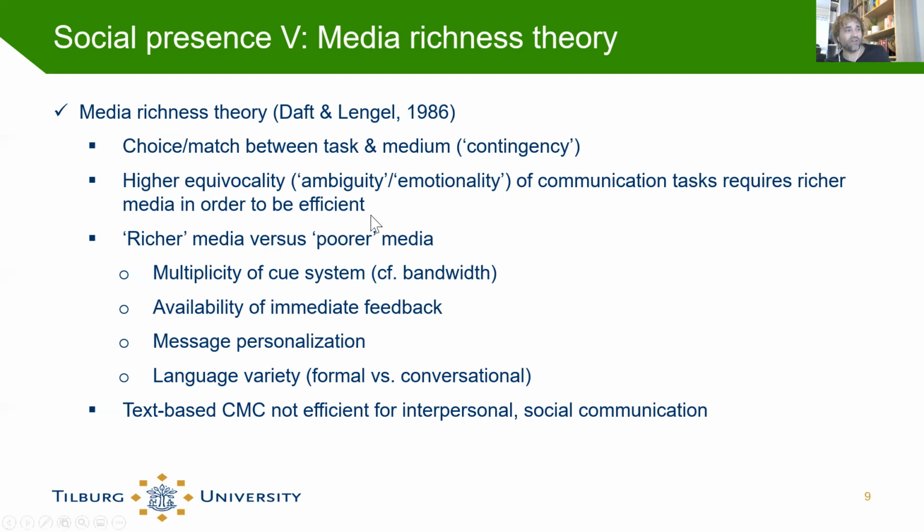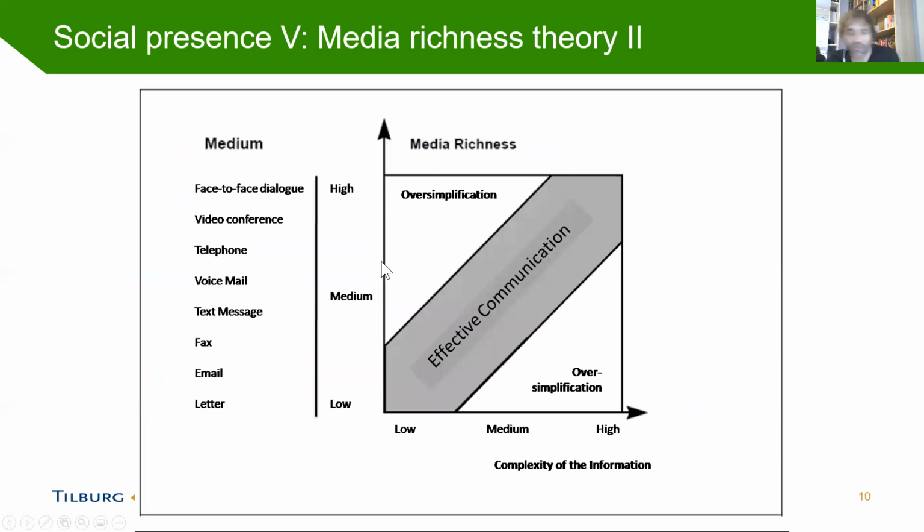And if you put that into a figure, you see that again, face-to-face, of course, is the one that is most rich, at least when the theory was invented. And things like an email and a letter and a text message are lower and poorer.